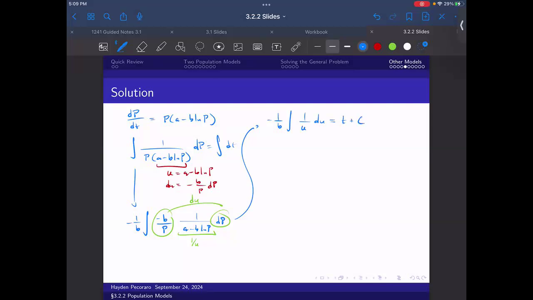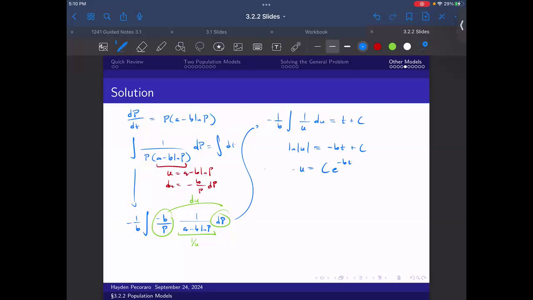We can go ahead and multiply things through. We get log absolute value of u equals minus b times t plus c, and then u equals c e to the minus b t, and finally substitute back in for u, and we'll get something kind of neat.